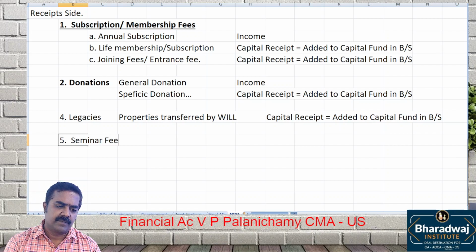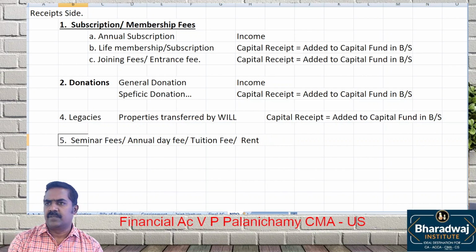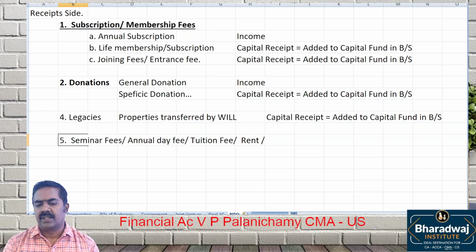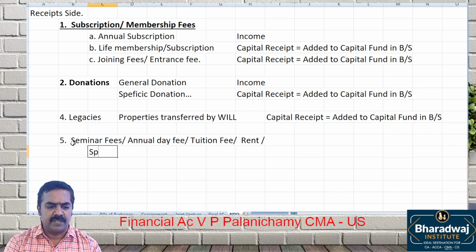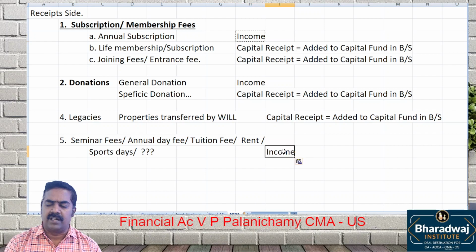Seminar fees, annual day fees, colleges tuition fees they take. Okay, rent for the premises. For example, we pay rent to the college and the money, so rent can be an income. Okay, it can be sports day fees, sports day trust, etc. They conduct, they do. Then any other thing, all these are revenue receipts. All these are which one? Revenue receipts. Every year they do. That will be taken as which one?